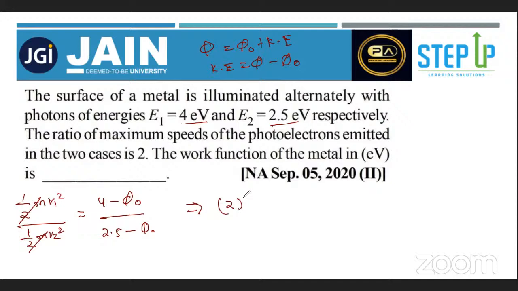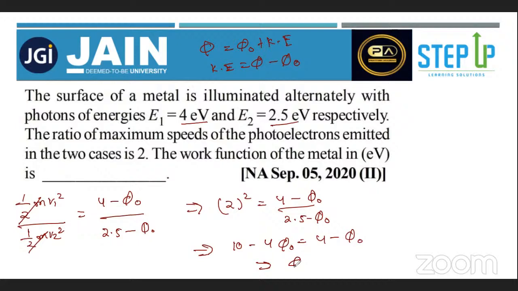So ratio of 2, squared, 2 square, equals 4 minus phi naught upon 2.5 minus phi naught. So this will be basically 4 into 2.5, that is 10, minus 4 phi naught, which is equal to 4 minus phi naught. This gives me phi naught, that is the work function, equals 2 electron volt. Because these are basic questions only, not very difficult. And this is very recent. You can see this.